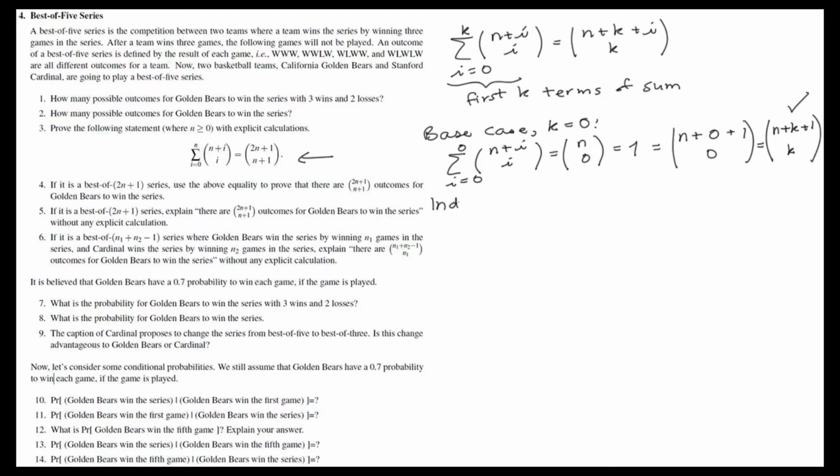Our inductive hypothesis will be that the sum from i equals 0 to k of n plus i choose i is equal to n plus k plus 1 choose k for all k between 0 and n.